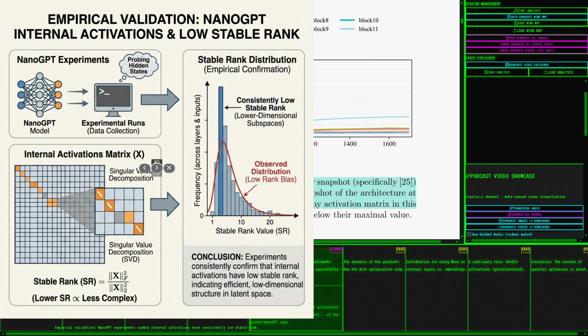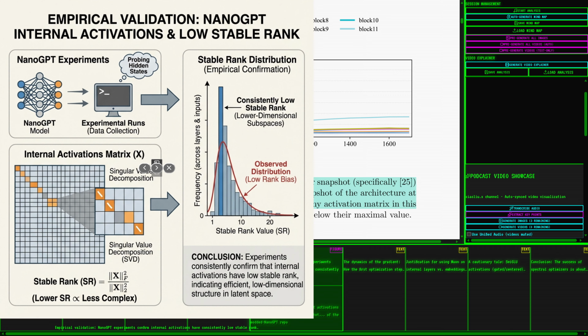We measured the stable rank of the features feeding into the internal MLP and attention blocks. And even though the architecture's dimension was in the thousands, the stable rank stayed consistently low, often below 12. So the theory holds up. Strong feature degeneracy is just a pervasive property inside these networks.